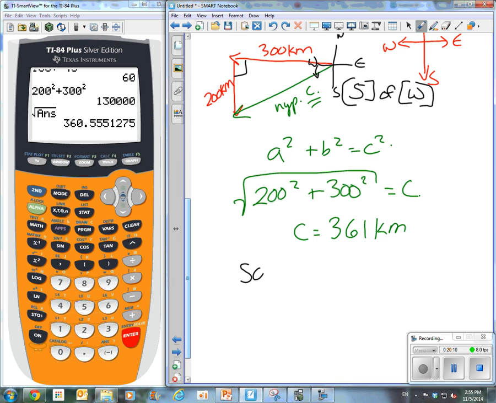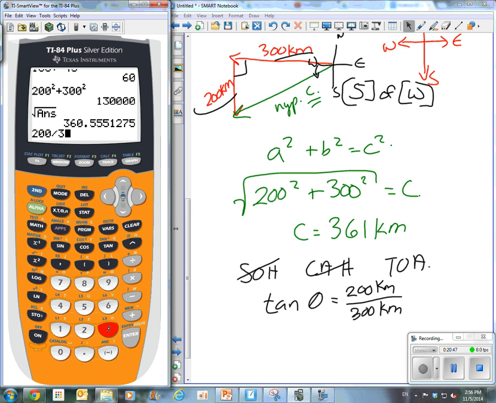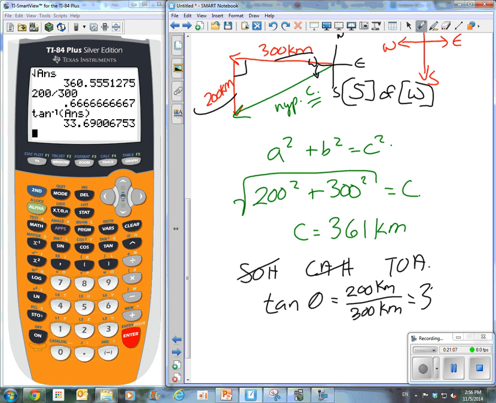And hopefully, again, you know a little bit about math, and you know what SOHCAHTOA is. Now, in this, I didn't have the hypotenuse to begin with, so I would never use my hypotenuse in one of these calculations. So we're going to look at the tan. So tan theta is equal to opposite, in this case 200 kilometers, all over the adjacent, which would be 300 kilometers. So 200 divided by 300 is going to give me 0.6 repeating, and I'm going to do the inverse tan function of my answer to give me 33.69 or 33.7 degrees.